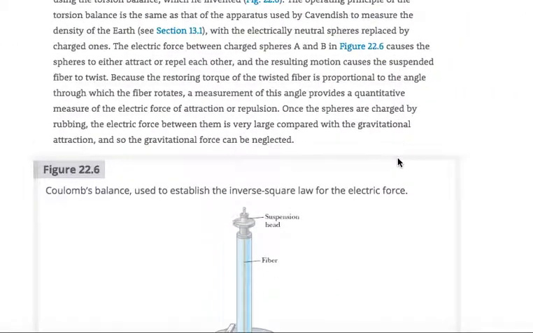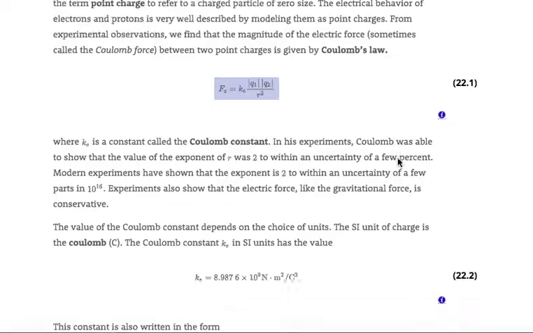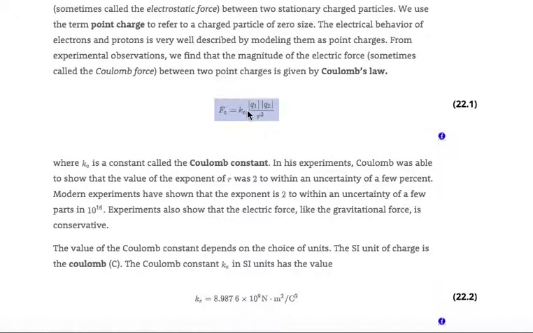All right, Coulomb's law. Coulomb's law says that the force of electricity between two charged particles is equal to K times the charge of the first object times the charge of the second object divided by the distance between them squared. You're just going to need to plug that one in. K is given to you on your formula sheet. It's 9 times 10 to the 9th newton meter squared per coulomb squared.